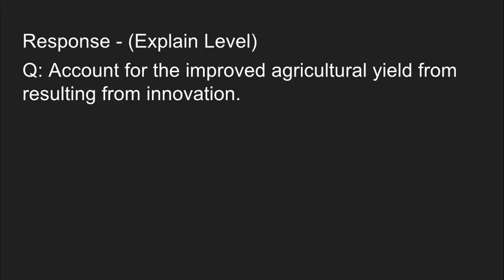So now it's over to you. What I'd like you to do is to create a response to this question. Account for the improved agricultural yield resulting from innovation, it should say. This is an explain level question, and so we would expect that you get to that yellow section, but also include the red and the blue with the naming and describing.